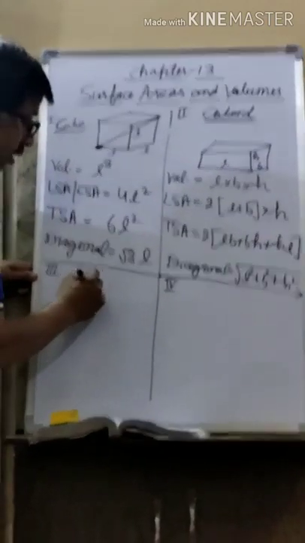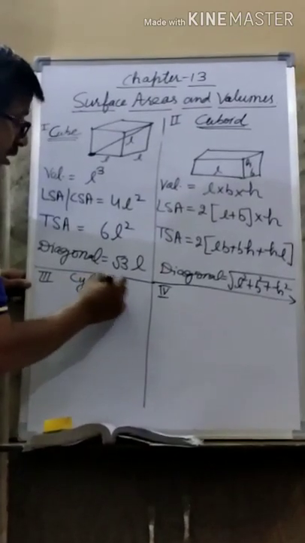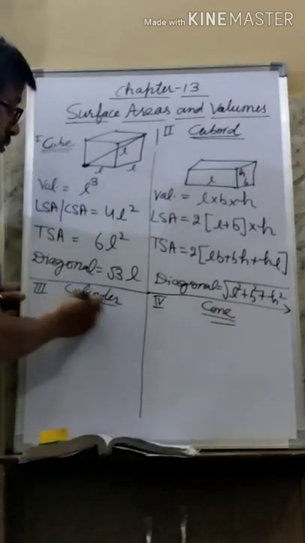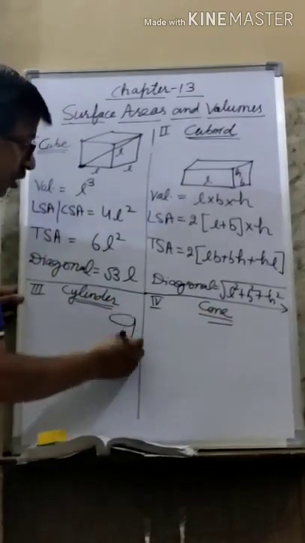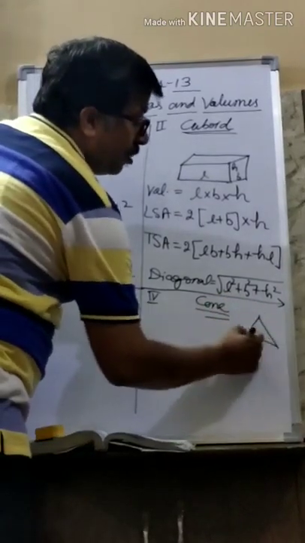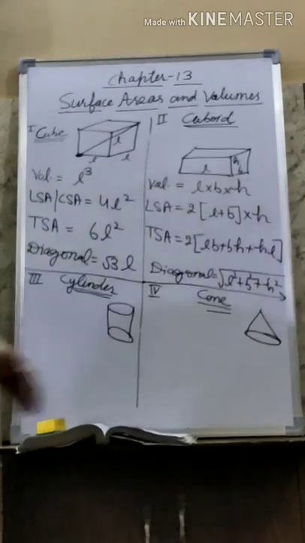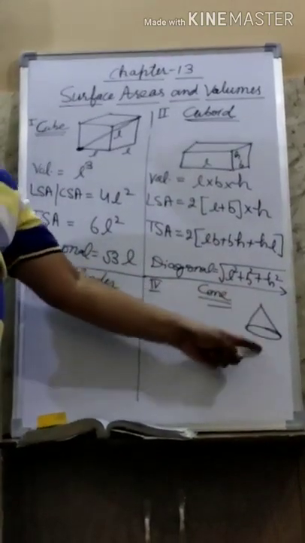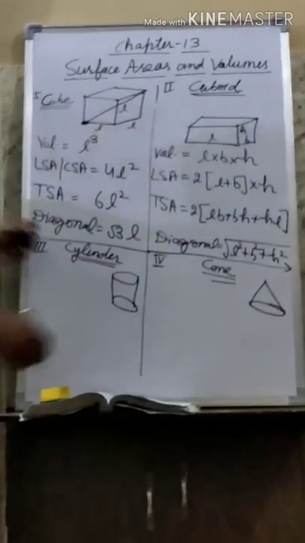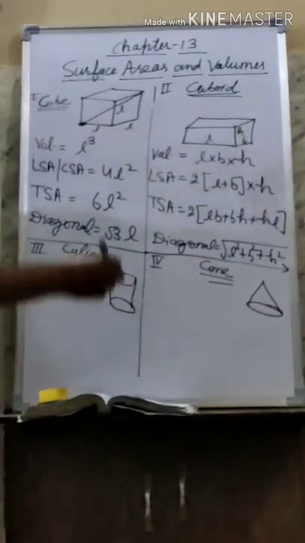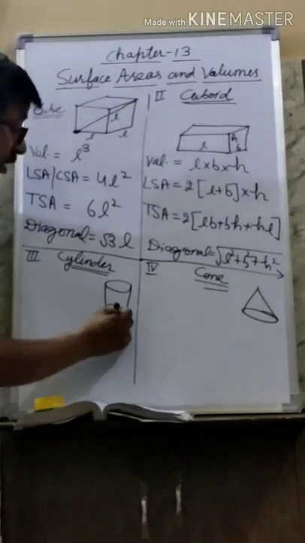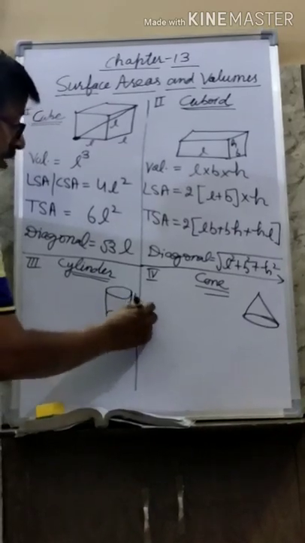Now I am saying right circular cylinder, and then right circular cone. Clear this. So this is the cylinder, and this is, you know very well, the shape of cone, vertical cone in this way. This is the cone. Understand? So cylinder, this is cylindrical shape, circular. Its radius is there, its height is there.